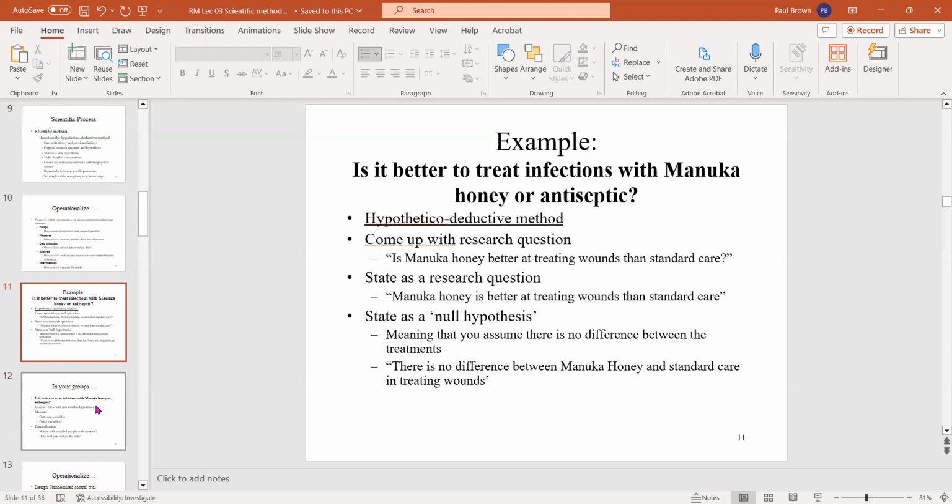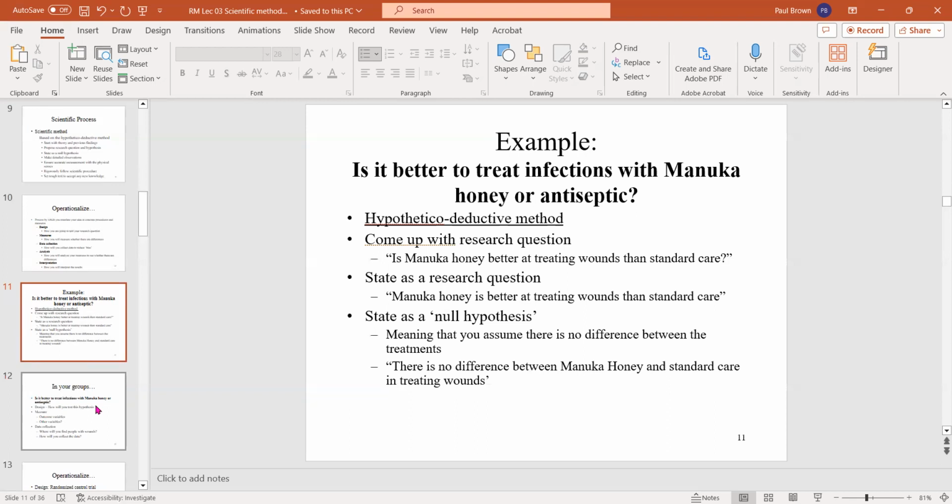Okay, so let's take an example. Let's say that my question is: is it better to treat infections with Manuka honey or antiseptic? Manuka honey is a real thing, it comes from the Manuka tree, and a little jar of it sells for about $30. The reason is that it's known to have antiseptic properties. And so the question is, is it true? Does Manuka honey lead to better wound healing than standard care? So let's say that's my question.